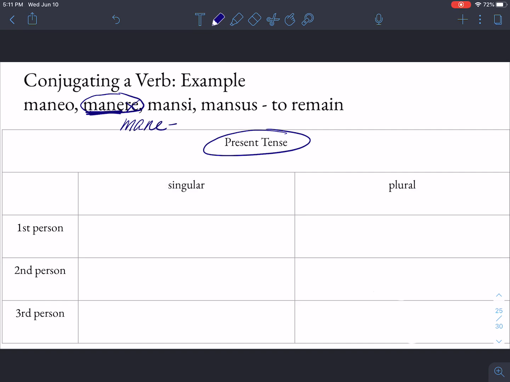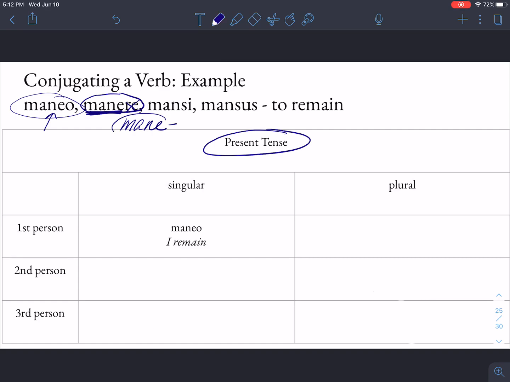All right, but there's a slight catch here. I can't just add an O here. I can't just write that, right? They've given you the first one in the present tense. So you're just going to rewrite maneo, because this means I remain, and that's in the present tense. So the first one is maneo, I remain.